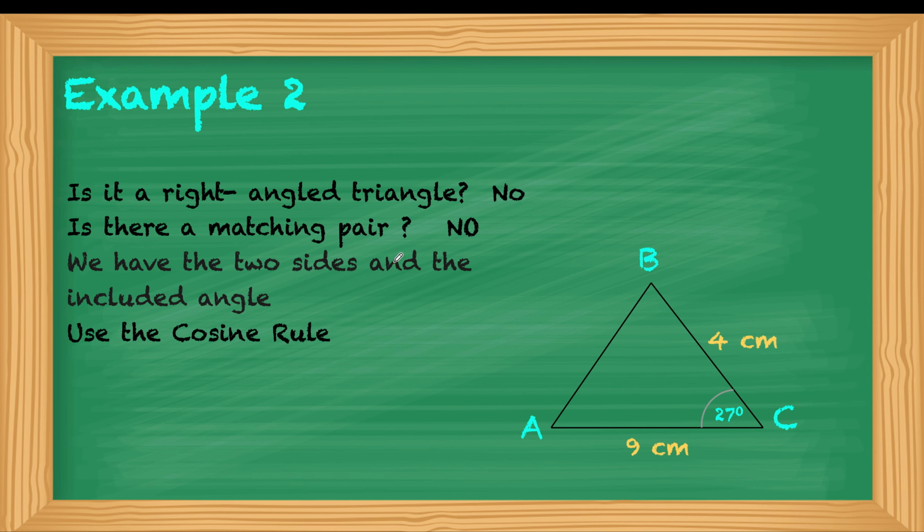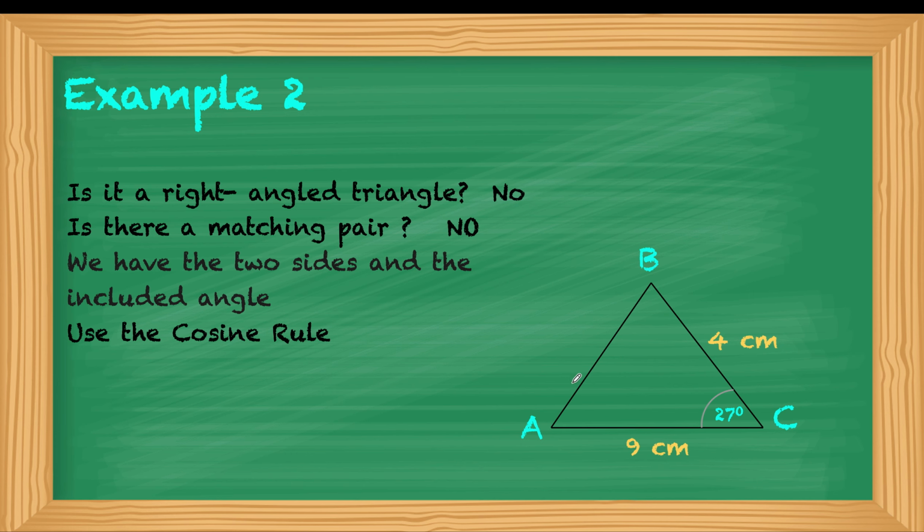Now, this is a second example. Now, we're asking ourselves, is this a right angled triangle? No, it is not. Do we have a matching pair? So I have the length for B, but I don't have the angle for B. I have the length for A, but I don't have the angle for A. And I have the angle for C, but I don't have the length for C. So I have no matching pairs.